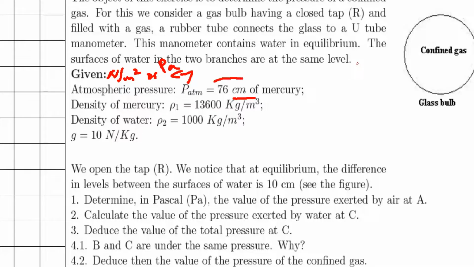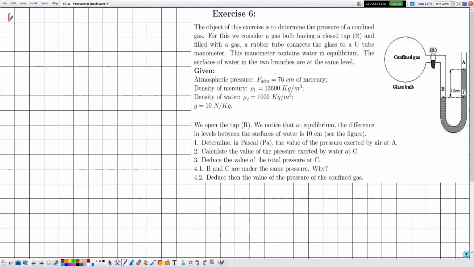Since this value carries the unit centimeter, it represents a height, but which height? Since it's related to the atmospheric pressure, it represents the atmospheric height. Knowing that centimeter is not the SI unit of length, in order to convert from centimeters to meters, we simply divide by 100. Now the density of mercury is given by 13,600 kilogram per meter cube, the density of water is 1000, and the value of g is 10 newtons per kilogram, which means that we are performing this experiment on the surface of Earth.